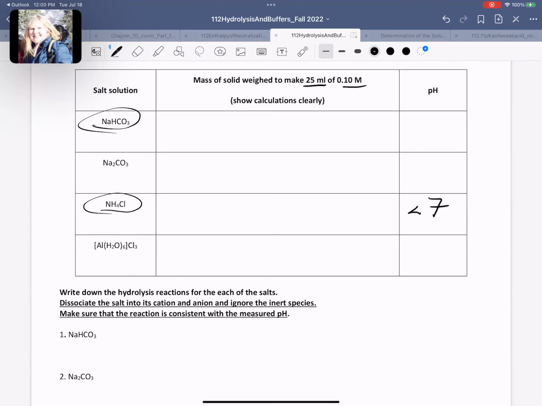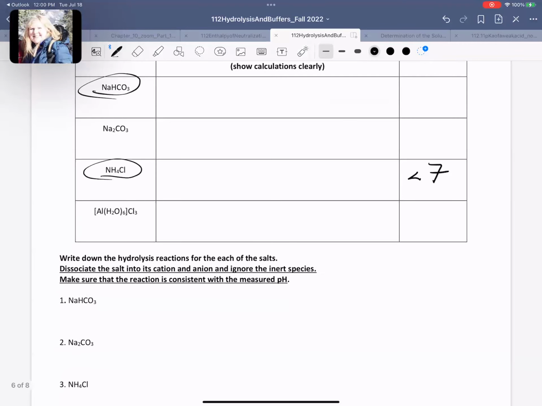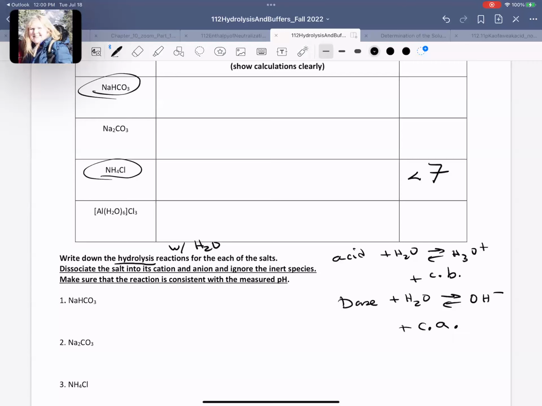And we've got some rules here on our hydrolysis reactions. Now, the goal on this is to write a good hydrolysis reaction. Hydrolysis is the reaction with water. We know that if we have an acid and we put it with water, we are going to make hydronium plus the conjugate base. I'm just going to shorthand that as CB for short. If we have a base and we put it in water, we know we're going to make hydroxide plus the conjugate acid. This will make a whole lot more sense to you when you've gotten a ways through chapter 14.